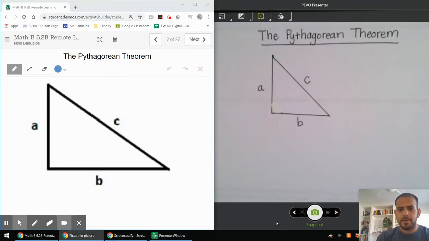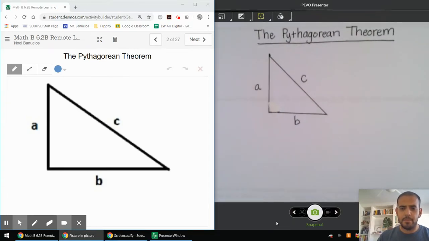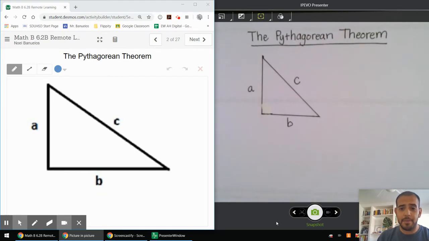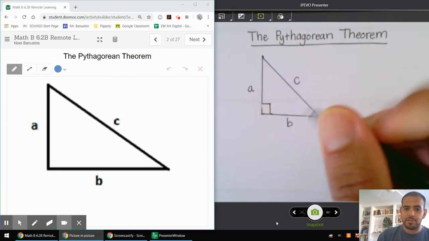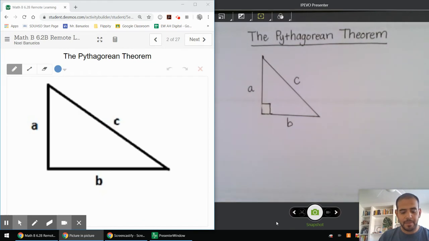All right, class. So in 6.2b, we're going to learn how to apply the Pythagorean theorem to find missing side lengths. Now in 6.2a, we learned that the Pythagorean theorem only applies for right triangles, meaning a triangle that has a 90-degree angle. Now, before we start applying this and finding missing side lengths, we need to know important features of a right triangle.